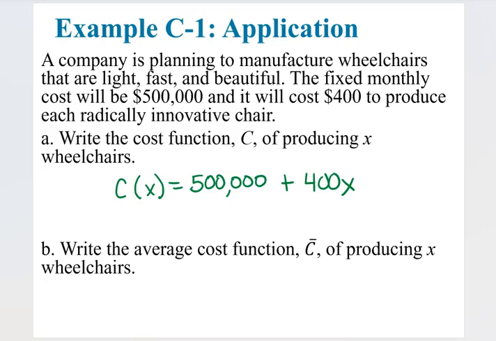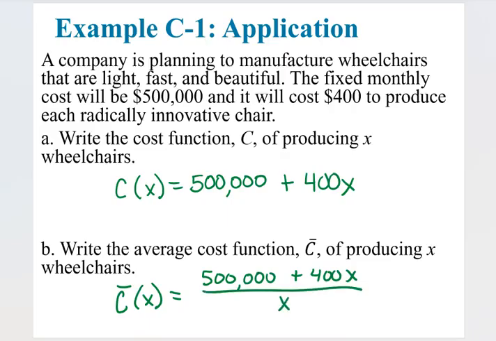All right, then it says write the average cost function of producing the chairs. Well, how do you find an average? You take the total and you divide it by the number of things, so in this case, the number of wheelchairs. So we're going to take that cost function and divide it by x to find the average cost for each wheelchair. Notice that is a rational function. We can expound upon this by digging a little bit deeper into this cost function.